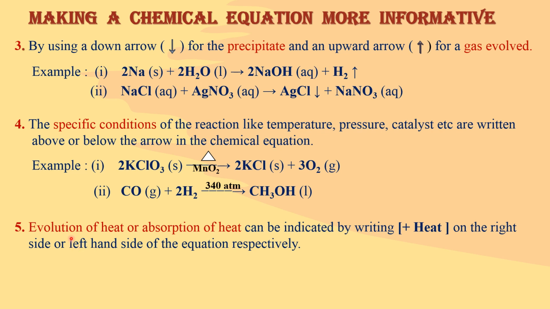Next, the evolution of heat or absorption of heat can be indicated by writing plus heat on the right hand side or left hand side. For example, during burning of coal, carbon combines with oxygen to form carbon monoxide and large amount of heat is produced. The produced heat is indicated by writing plus heat on the right hand side. If during a chemical reaction heat is absorbed, it is indicated by writing plus heat on the left hand side.